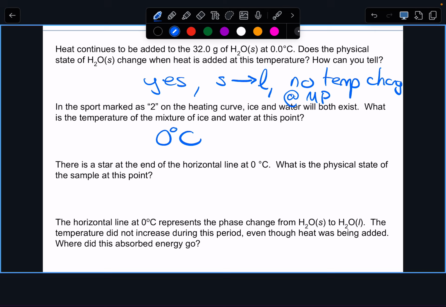And then at the end of the horizontal line, now you've converted all of that solid to liquid. You're still at the melting point. The temperature hasn't changed, but now you have all liquid. So any subsequent heat that's added is going to go into raising the temperature of that liquid.